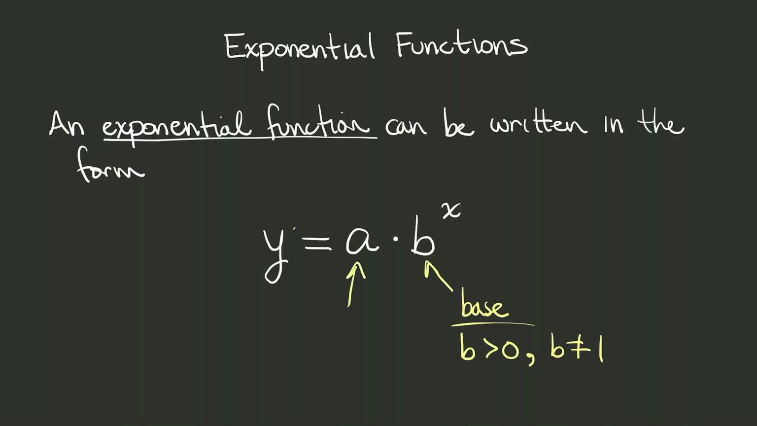A is called the coefficient multiplying our exponent. And the only rule here is that a can't be 0.